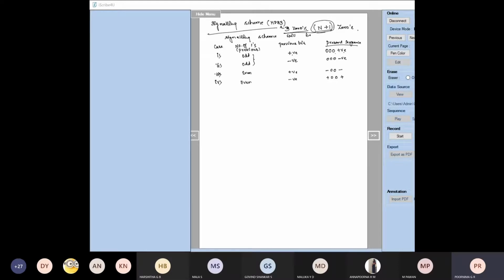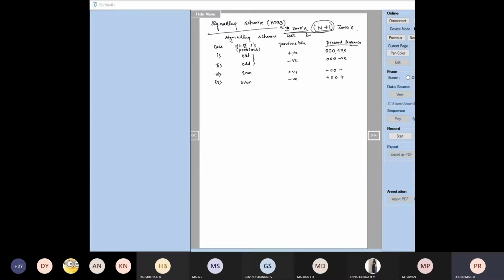Many problems are not there, only one or two, because of the lack of time. I am going to solve only one or two problems on each type of signaling scheme, so you have to concentrate properly.